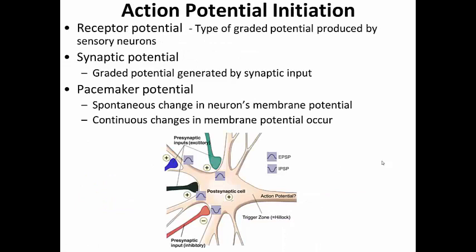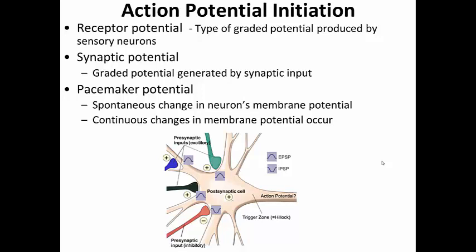Lastly, we want to loop back and make sure that we're comfortable with the way that these action potentials are initiated. And we want to add one term to our vocabulary at this point, the receptor potential. A receptor potential is something you already understand. We just haven't used that word yet. A receptor potential is a type of graded potential that's produced by sensory neurons.